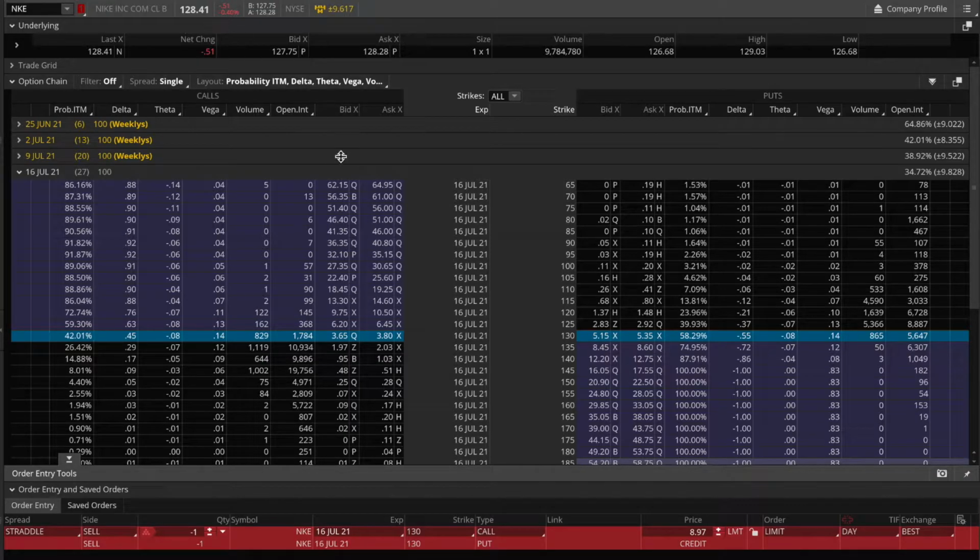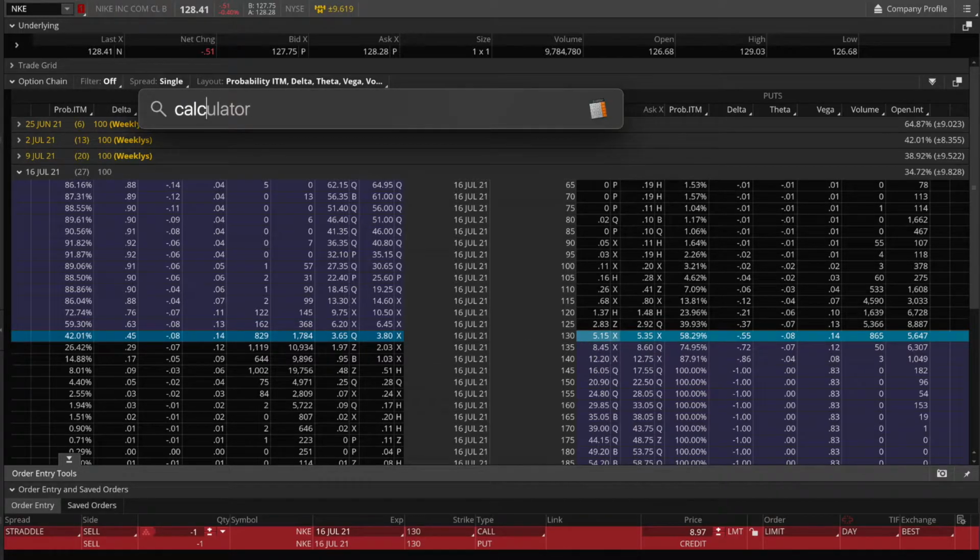So in this case, our call option is going to expire worthless, right? Because at this point, Nike would be below our call strike. But for the put option, this put option would be in the money. And so I'm going to get assigned on this contract, which in the case of a short put option means I have to buy 100 shares of the stock at the strike price at 130.